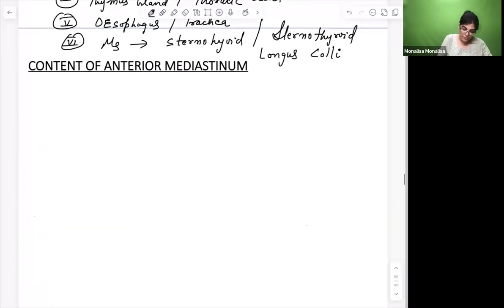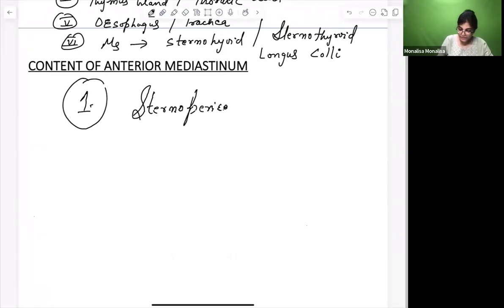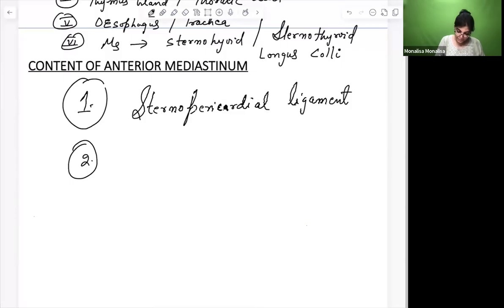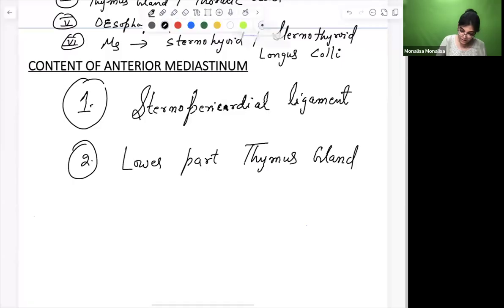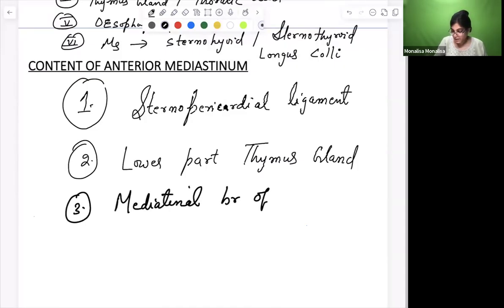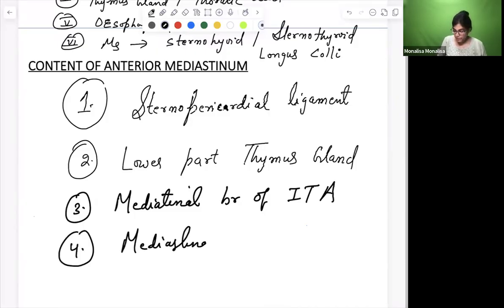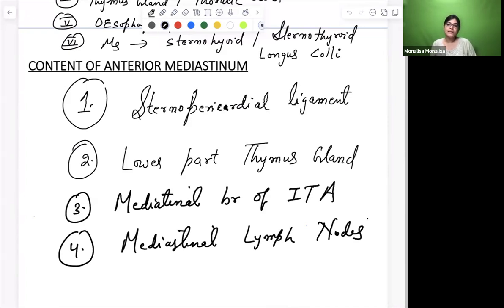Now coming to the contents of the anterior mediastinum. If I talk about the anterior mediastinum, it contains the sternopericardial ligament, the lower part of the thymus gland, the mediastinal branch of the internal thoracic artery (ITA, internal thoracic artery), and mediastinal lymph nodes. So these are the important contents of the anterior mediastinum.